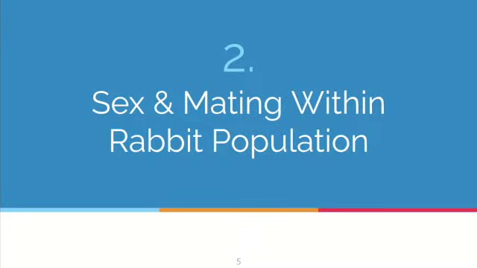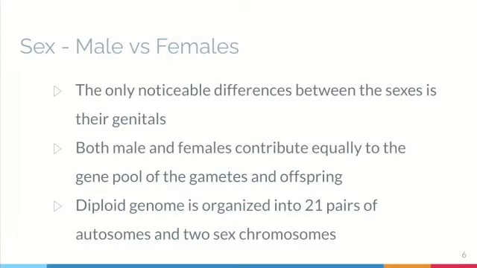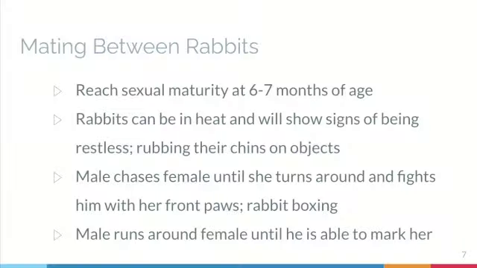Sex and mating within rabbit population. Both male and females contribute equally to the gene pool of the gametes and the offspring. Their genome is comprised of diploid cells that is organized into 21 pairs of autosomes and 2 sex chromosomes. Mating between rabbits. Rabbits reach sexual maturity at 6 to 7 months of age. Sexual maturity means that the rabbits can now start reproducing.